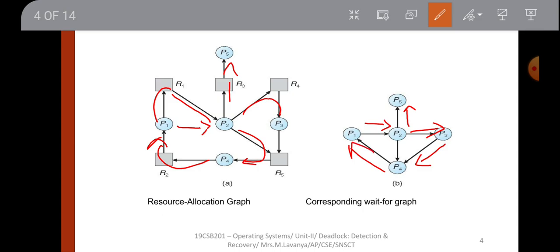Okay, here I have given a direct link from P2 to P4. Yeah, here I have seen, right? P2 is requesting R5, whereas R5 is held by process P4. So there is also another edge. Okay, this is the complete construction of the wait for graph.